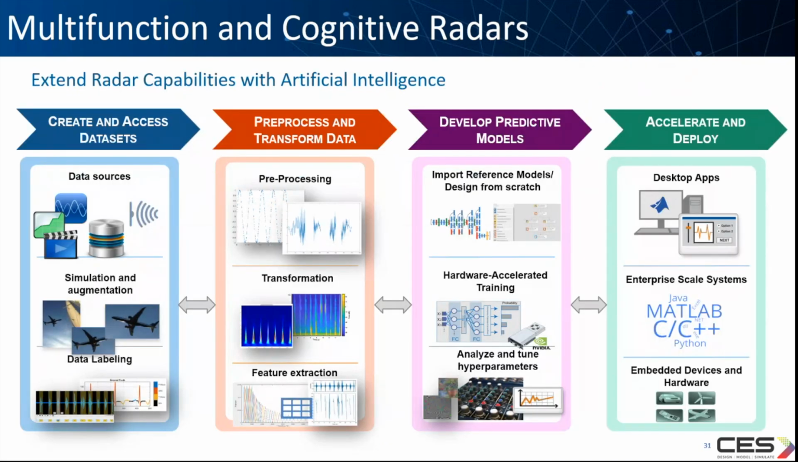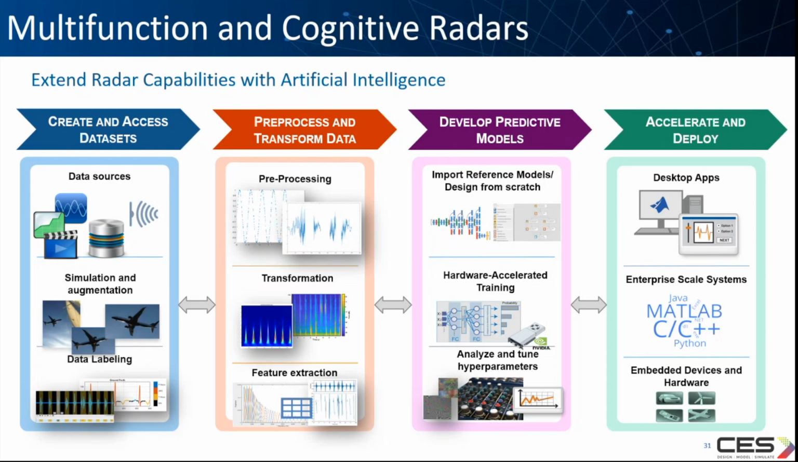And the trend that's happening in all the applications is the integration of AI into different systems. And that applies also to radars. You can make your radar smart enough to learn how to classify targets, how to mitigate interference, and so forth, using deep learning and machine learning algorithms.